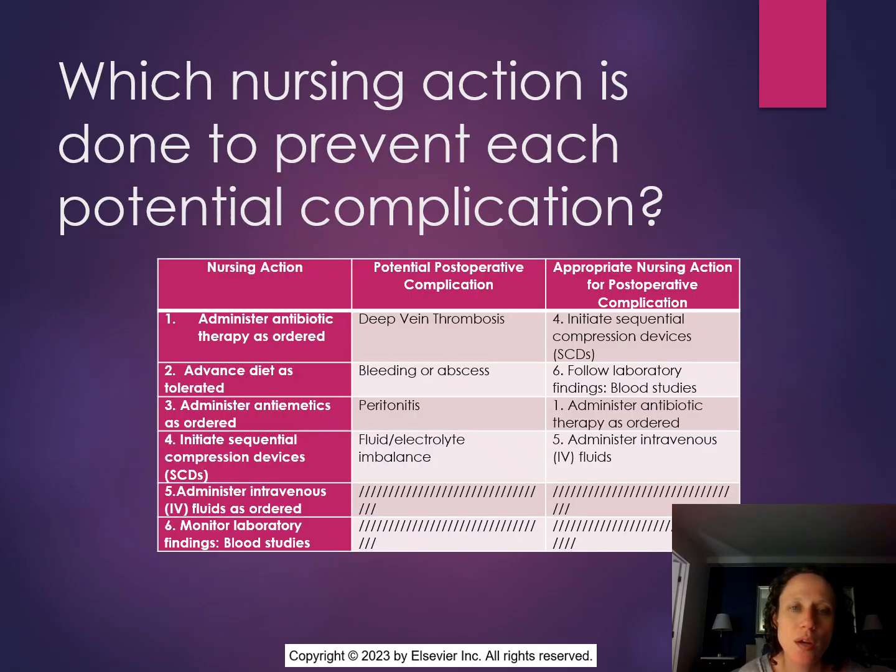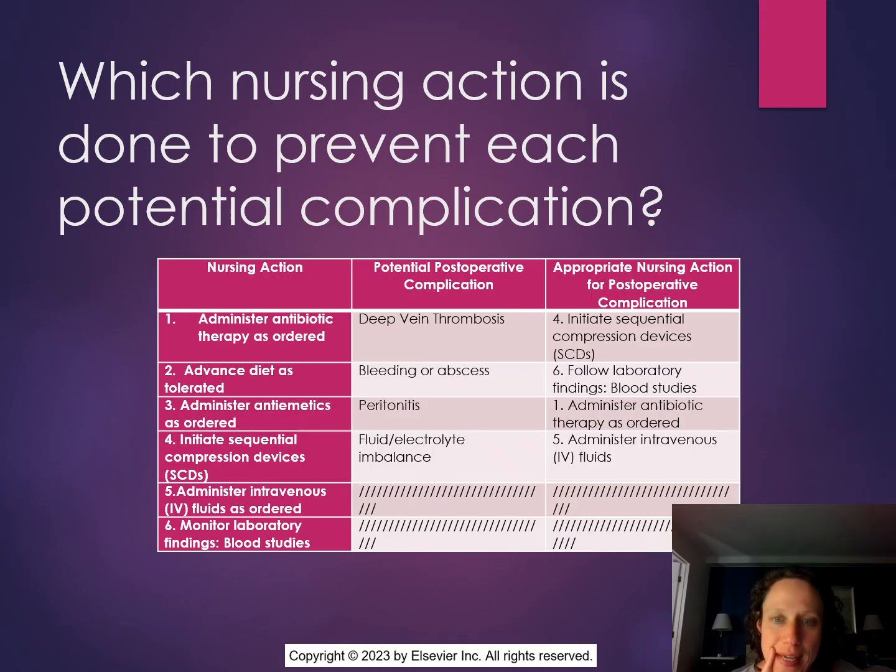Okay, so what nursing action is done to prevent each potential complication? So a deep vein thrombosis, well, let's see. What would get rid of a deep vein thrombosis? I know the answers are right there, but we're going to talk about it anyways. Our sequential compression devices would definitely help with that.